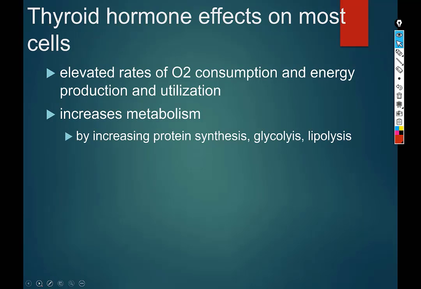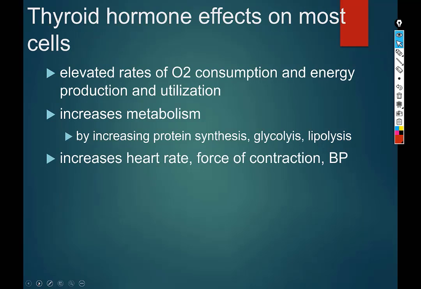The short way to say that is that the net effect of thyroid hormone is that it increases metabolism. It's going to increase protein synthesis, glycolysis, and also lipolysis, so the splitting of sugar and the breaking of triglycerides from adipose tissue in order to produce energy. It also increases your heart rate and force of contraction, because if you need more O2, the O2 delivery system has to keep up.